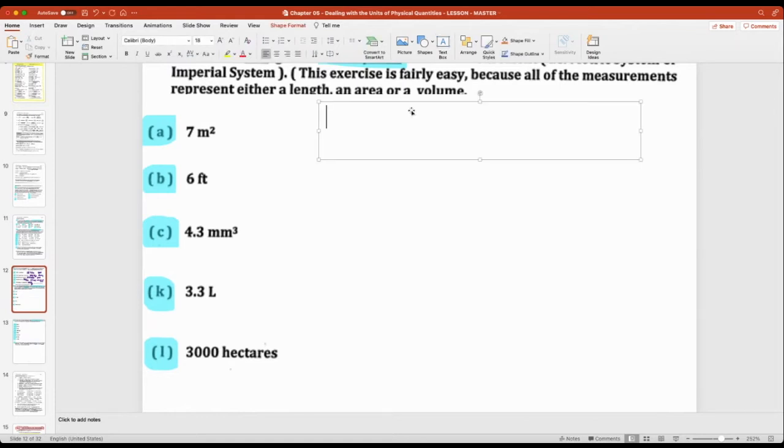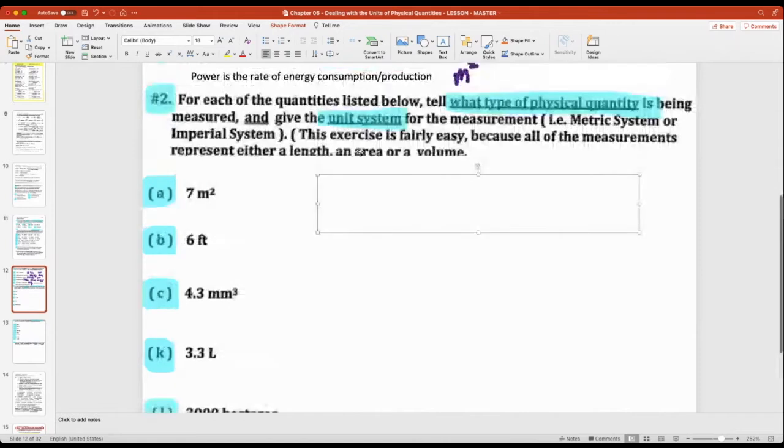So let's take a look at the first one here. The first one is 7 meters squared. What does that represent? Does that represent power, energy? What does that represent? Area? Can you tell me if that's metric or imperial? That's perfect. Now, my word processor is capitalizing everything here, but you don't have to capitalize the word area. How about the next one?